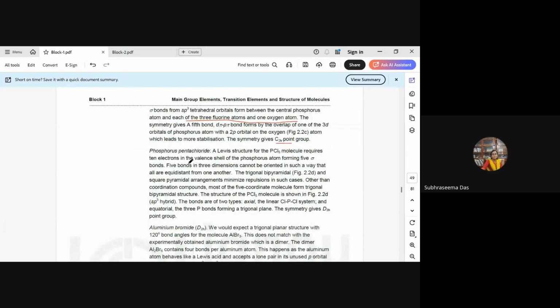Then phosphorus pentachloride, that is PCl5. The PCl5 molecule requires 10 electrons in the valence shell of the phosphorus, which forms 5 sigma bonds. The 5 sigma bonds can be oriented in such a way that they are equidistant from one another. This arrangement gives rise to the trigonal bipyramidal and square pyramidal arrangements. Since we have 5 sigma bonds, both the TBP and the square pyramidal arrangement can be applied. Other than coordination compounds, most 5-coordinate molecules form the TBP structure.